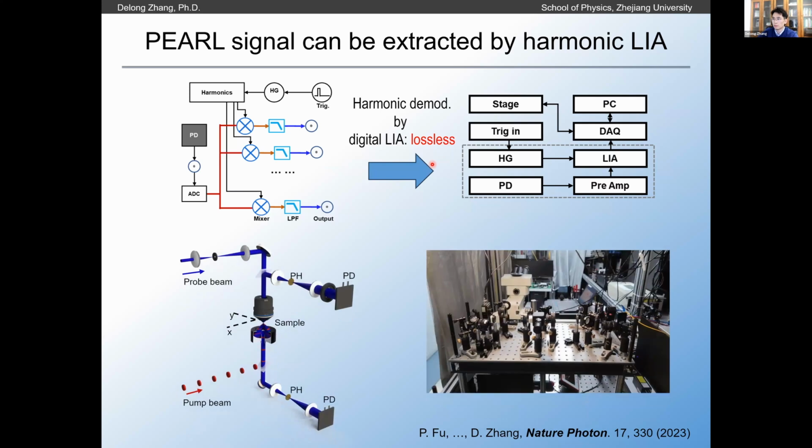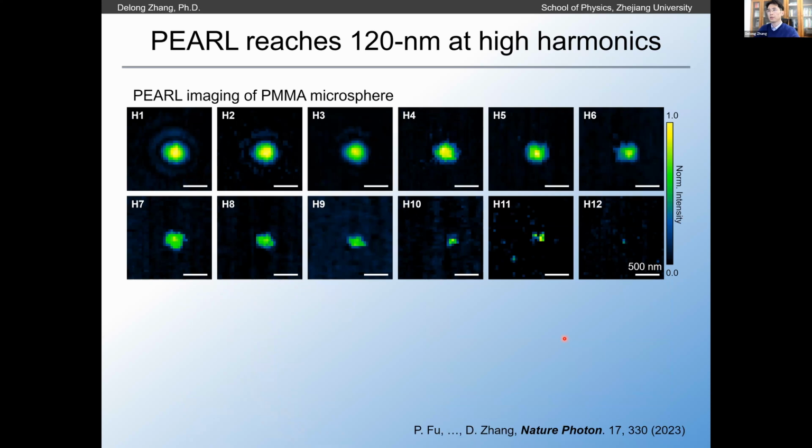And this is actually where we built the first prototype of this high resolution microscope, which we later named the Pearl microscope. By imaging PMMA beads, we can see that if we increase the extraction harmonics of the lock-in amplifier, we do see an improvement in spatial resolution.